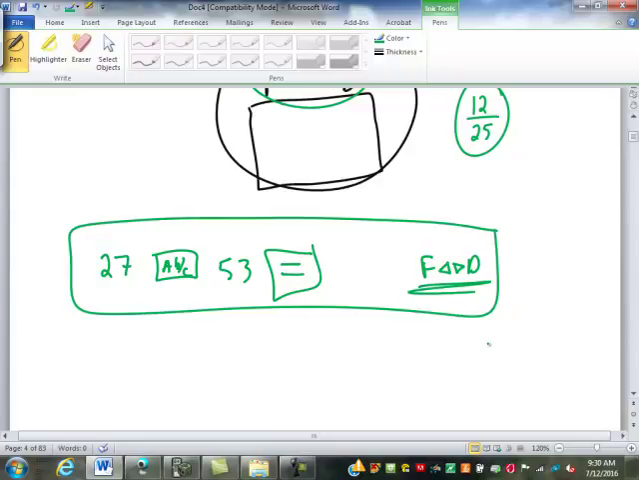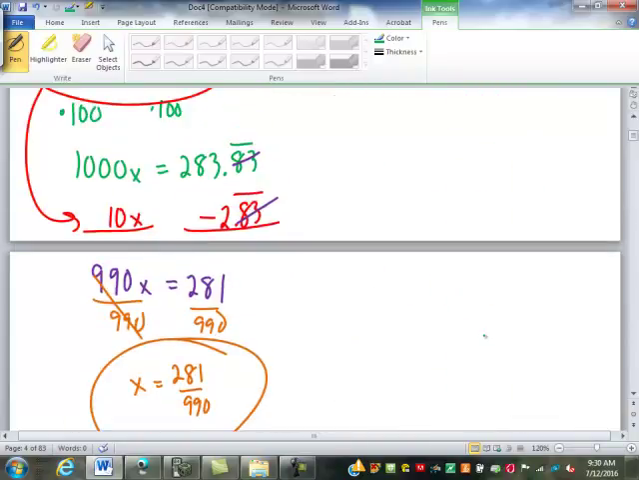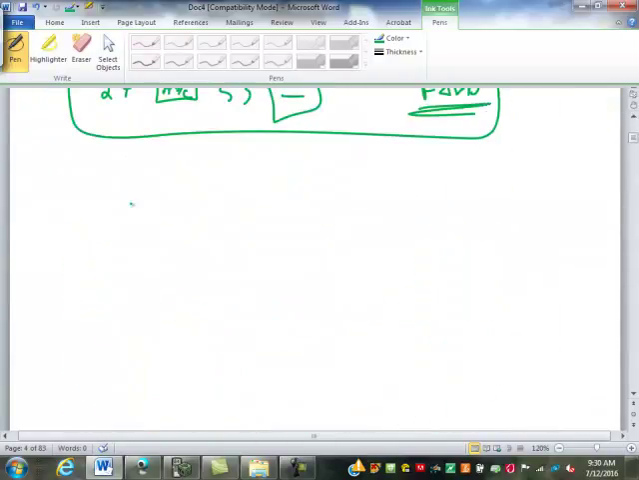Now, the one we just did up here, the 281 over 990. Go ahead and enter that in. 281, ABC, 990. Hit equals, and then go the other direction. You get the point: 0.2838383. Perfect. Hit the shift and the FD again and see if it turns it back into a fraction.